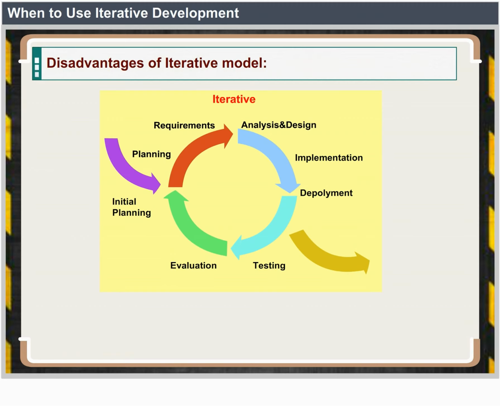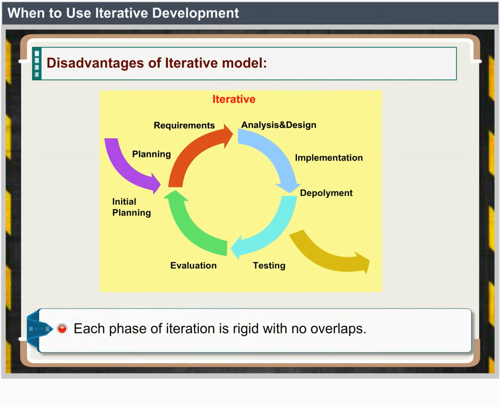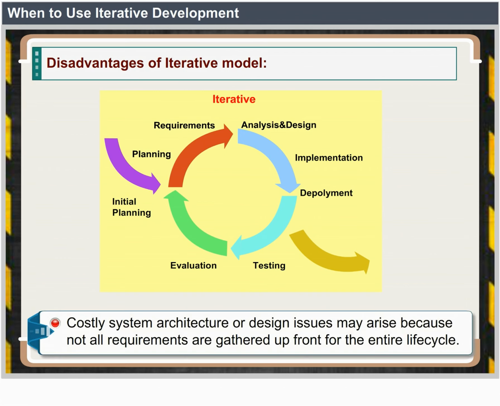Disadvantages of iterative model. Each phase of iteration is rigid with no overlaps. Costly system architecture or design issues may arise because not all requirements are gathered upfront for the entire life cycle.